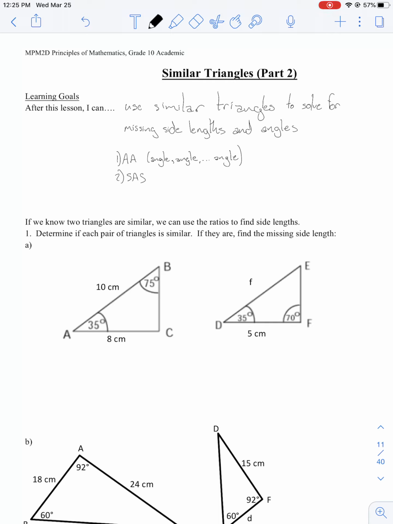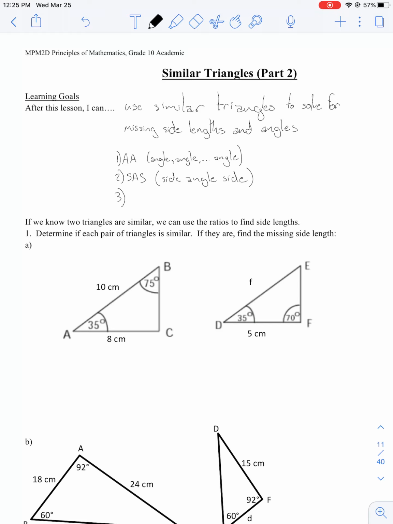Two, by the SAS method. That's saying that if an angle is contained by two sides, so if that angle is in the middle of two side lengths, we call that side angle side. So if you know two side lengths and the angle between them, we can prove two triangles are similar.